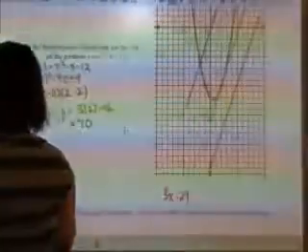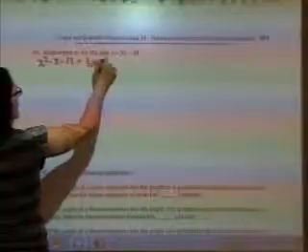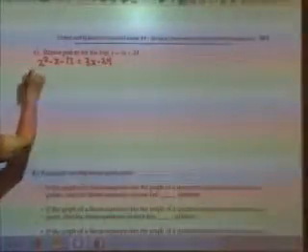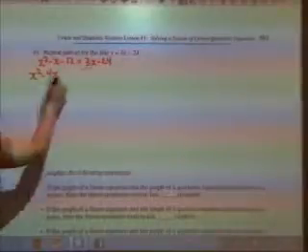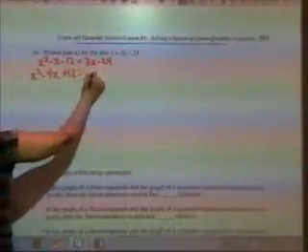So if we were to show that algebraically, what that looks like, I've got x squared minus x minus 12 equals 3x minus 24. Bring the 3x over, it'll become -4x. Bring the 24 over, and I get a +12.